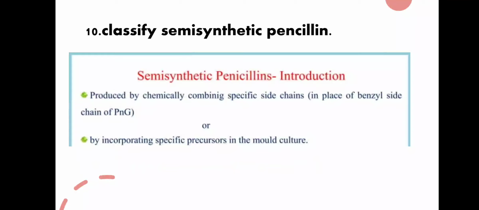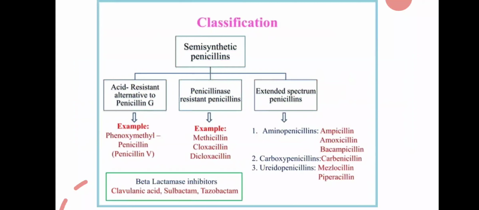Many culture media are there: liquid culture media, solid culture media. In the 3rd semester you learned all the culture media. In that culture media we culture the growth of the particular bacteria. Penicillin is also from such culture, yes or not? Classifications of semi-synthetic penicillins are acid resistant, penicillinase resistant, and extended spectrum penicillins. Examples are phenoxymethyl penicillin, methicillin, cloxacillin, dicloxacillin. Remember at least 2 examples.